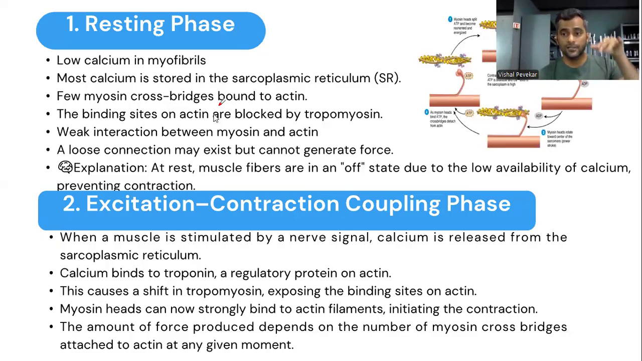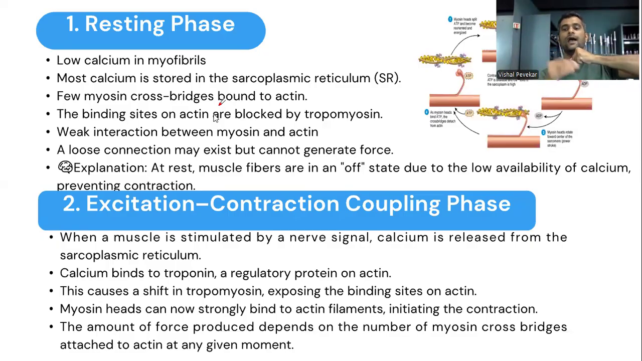Through the neuromuscular junction, the signal is transferred into the muscle fiber, where calcium is released from the sarcoplasmic reticulum. As soon as the calcium is released, what happens? You have your troponin and tropomyosin. This troponin is going to bind with the calcium, and it is mostly a regulatory protein on actin. This causes a shift in tropomyosin. So now this block site, what happens?